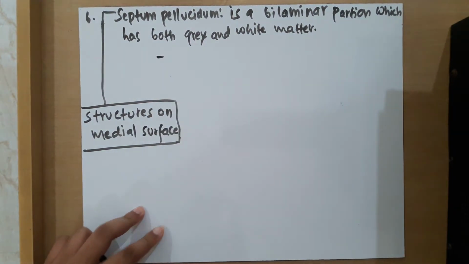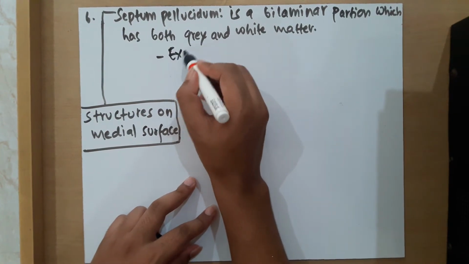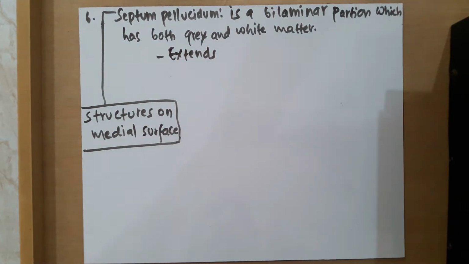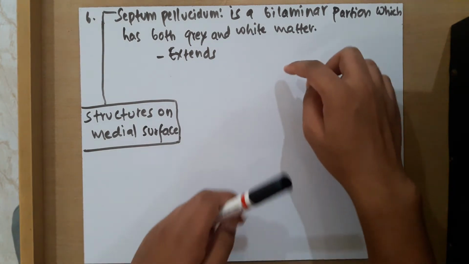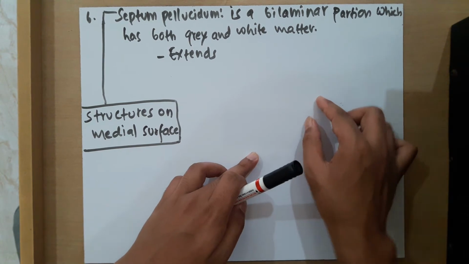The next point about septum pellucidum is that it extends. So just now you can have a logic over here. It is present between the corpus callosum and fornix. So this is the corpus callosum, and below the corpus callosum is the fornix.